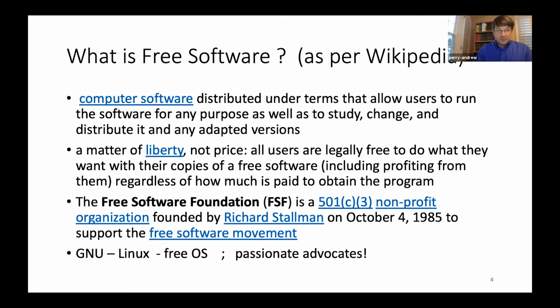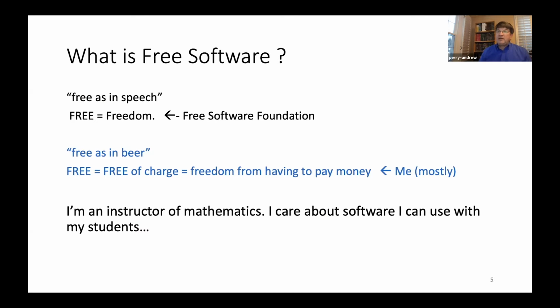But for my purposes, and probably for the purposes of most math instructors, it's not a question of free as in speech. Well, the Free Software Foundation would say free means freedom. As a math instructor, I'm just thinking, so they distinguish between free as in speech and free as in beer. For the purpose of this talk, we mostly care about free as in beer, free as in free of charge. In other words, free from having to pay money. So I just want something that is usable with my students.